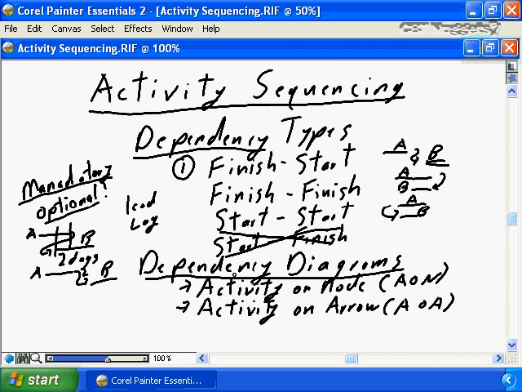I've included the details of the dependency diagrams in this nugget, as it's important that you understand these dependency diagrams and how they work, as there will be questions for you on the PMP exam directly related to dependency diagrams. So let's have a look at the most common style of a dependency diagram, the activity on node.